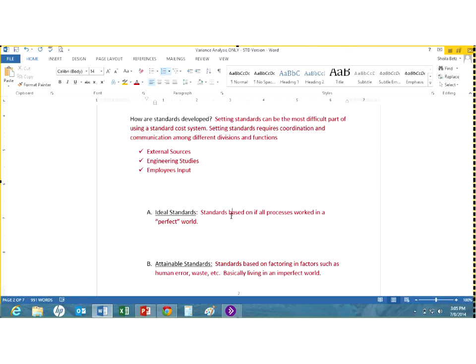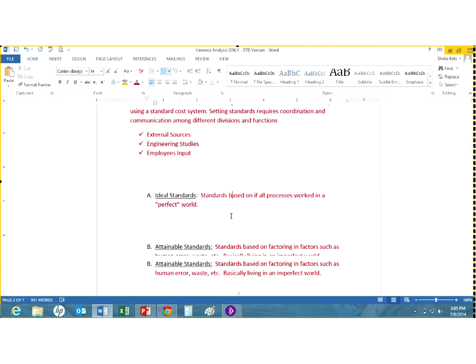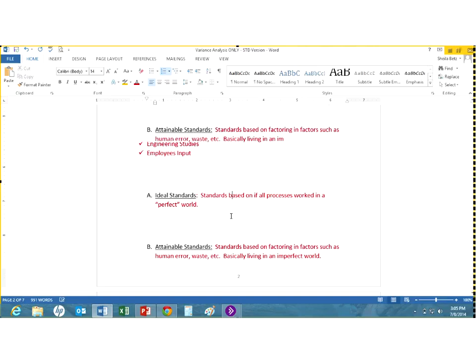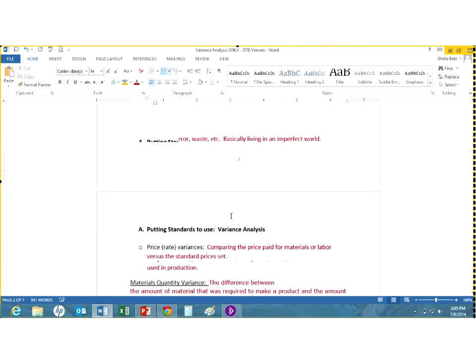Typically, right, we do not live in this type of a world. So most companies use attainable standards. They factor in things such as we may have an employee coming in today that has a hangover and is not going to give us their best job. Or what happens if the minimum wage goes up and we need to bump up our salaries as well. Or gas prices go through the roof. So hey, guess what? Our materials are going to increase because we have to pay for that. So basically, they're going to allow for an imperfect world.